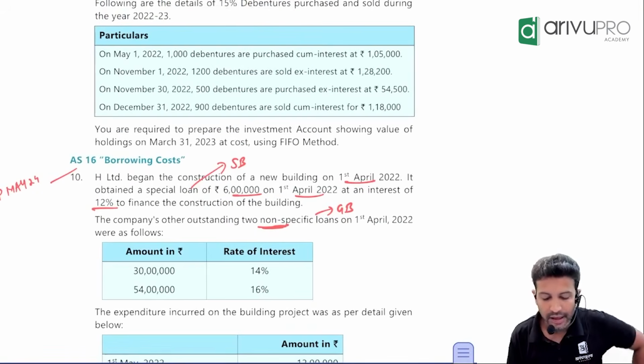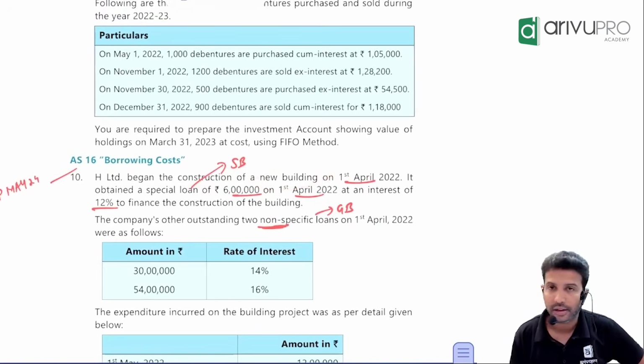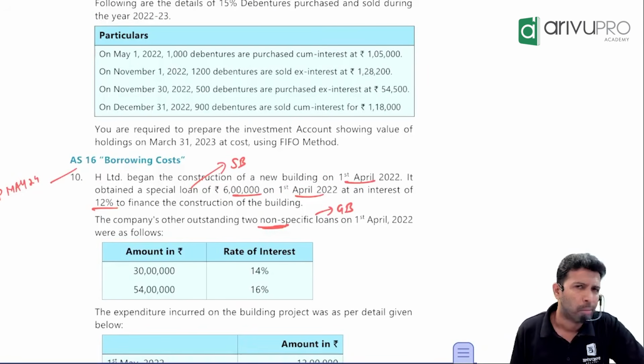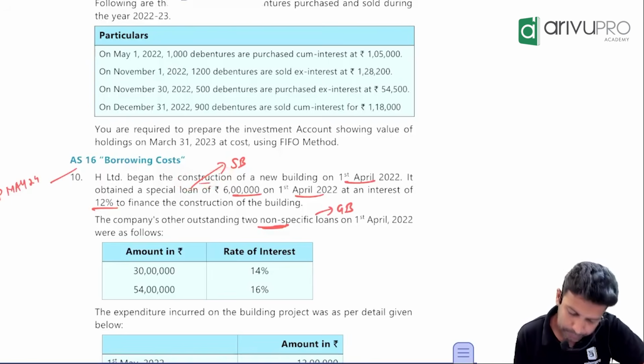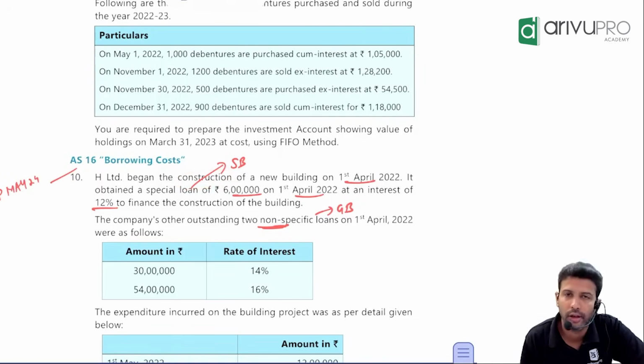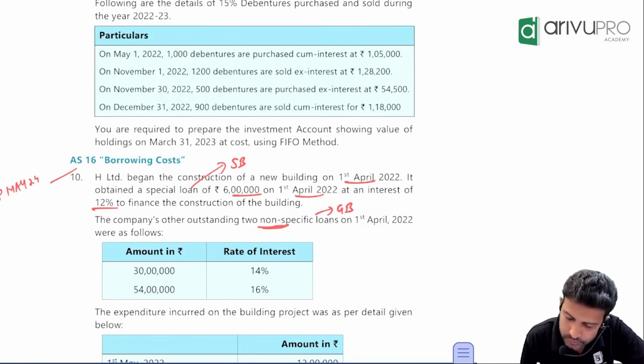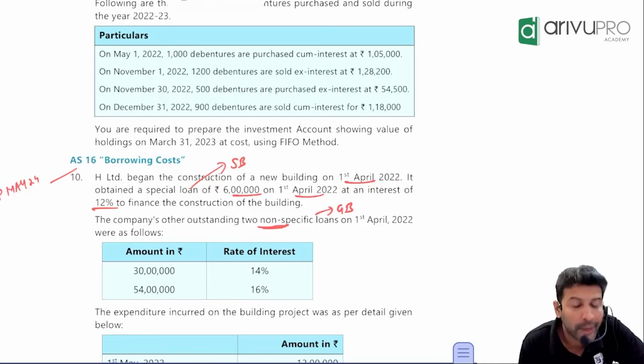H Limited began construction of a new building. They have not purchased a building. If you purchase a building, it is already mostly ready to use. Here we are not purchasing, it is being constructed. So it looks like a qualifying asset so far. When did you begin the construction? 1st April.